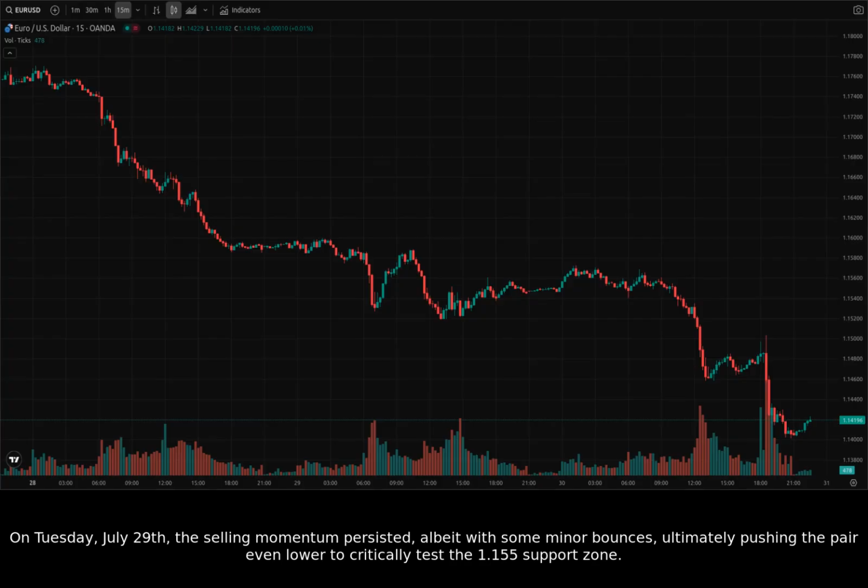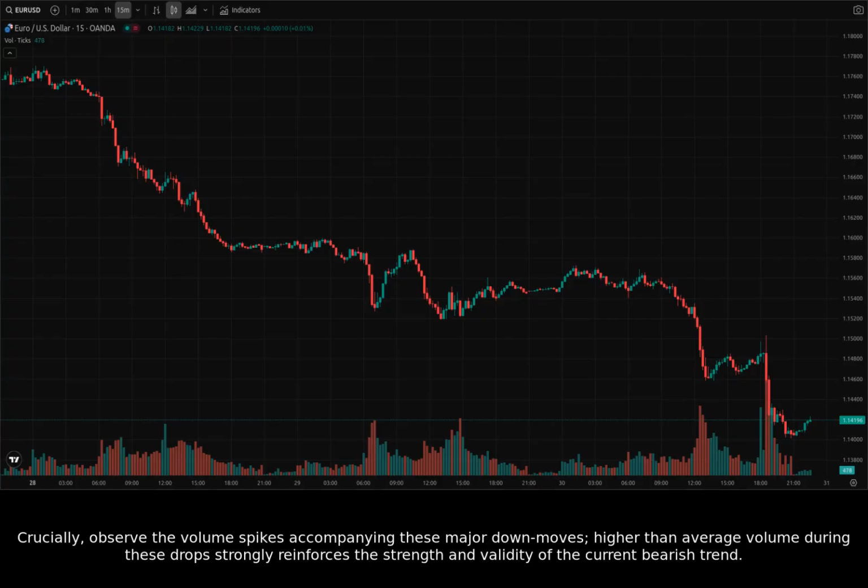On Tuesday, July 29th, the selling momentum persisted, albeit with some minor bounces, ultimately pushing the pair even lower to critically test the 1.155 support zone. Crucially, observe the volume spikes accompanying these major down moves. Higher than average volume during these drops strongly reinforces the strength and validity of the current bearish trend.